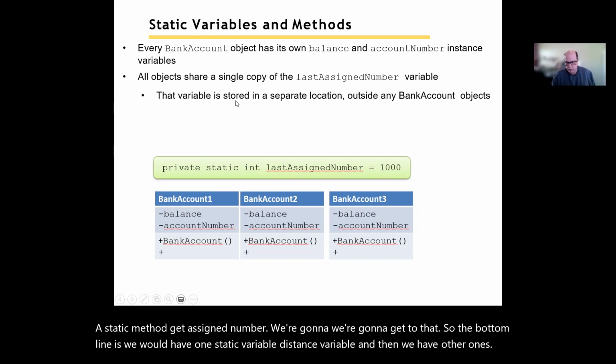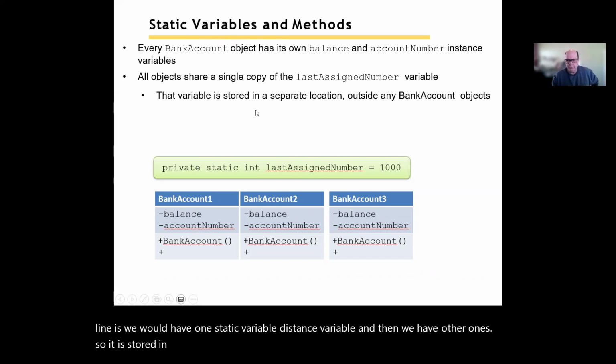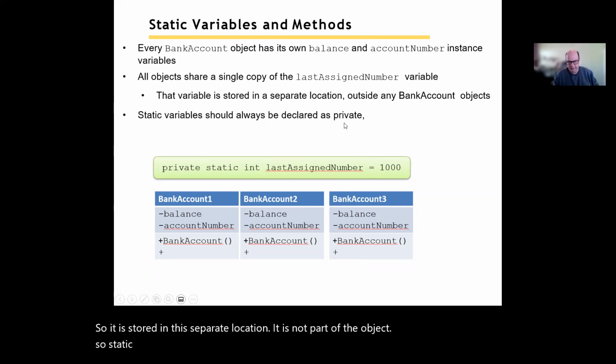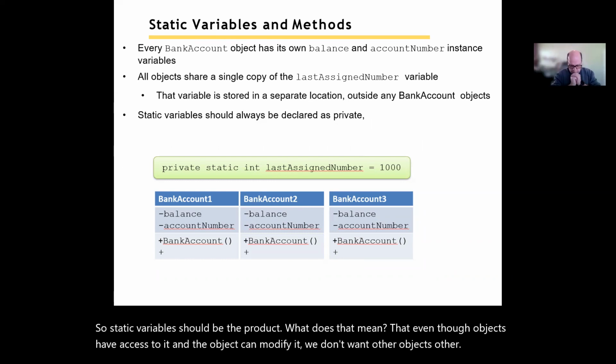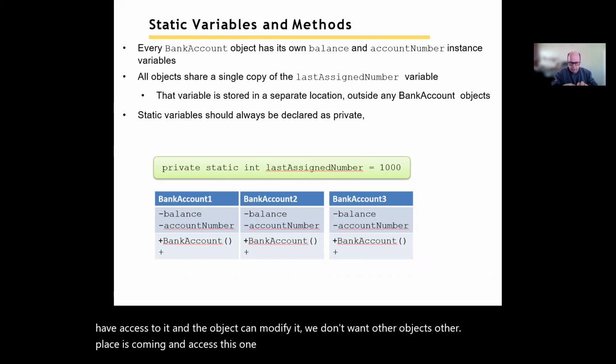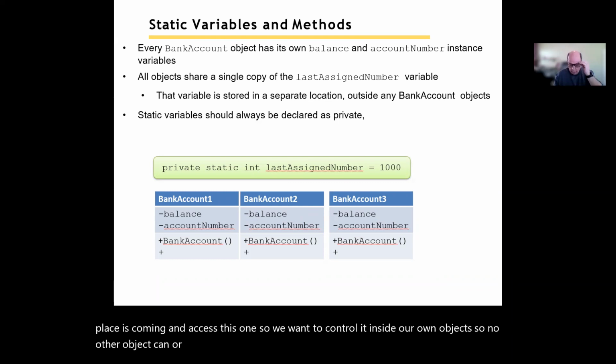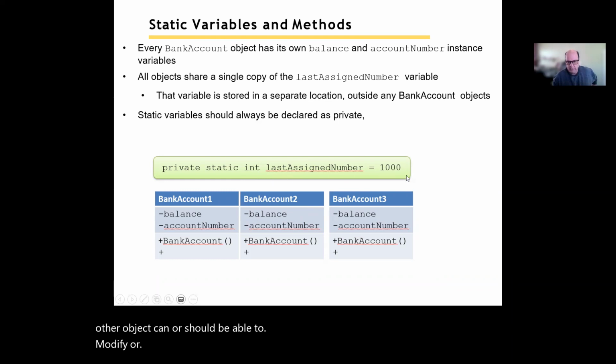So it is stored in this separate location. It is not part of the object. So a static variable should be private. What does that mean? Even though the objects have access to it and the object can modify it, we don't want other places to come in and access this one. So we want to control it inside our own object. So no other object can or should be able to modify our private static variable.